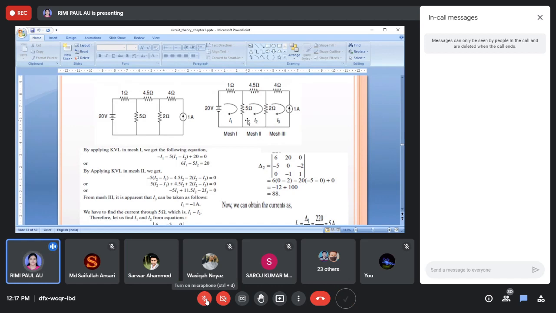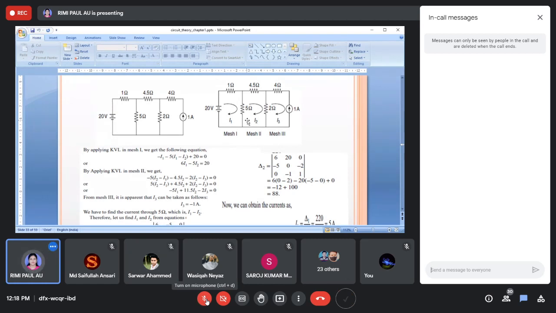11.5i2 minus 5i1 minus 2i3 is equal to 0. I'll say it once: 11.5i2 minus 5i1, and plus 2i3 or minus 2i3? No ma'am, minus 2i3. Yes, okay. Next, what is the roll number? Ma'am, 37. Next, zone 3 from Jharkhand, Bihar.